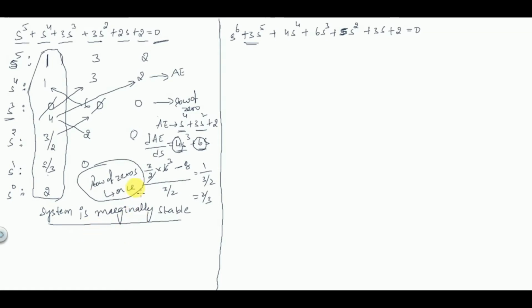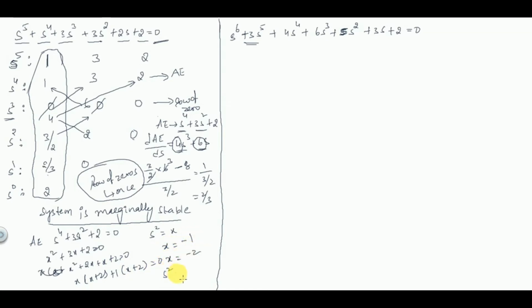So what are the roots of this AE? AE is s power 4 plus 3s square plus 2 equals 0. So let s square equal some x. This becomes x square plus 3x plus 2 equals 0. So x square plus 2x plus x plus 2 equals 0. So x into x plus 2 plus 1 into x plus 2 equals 0. So x is equal to minus 1, x is equal to minus 2.